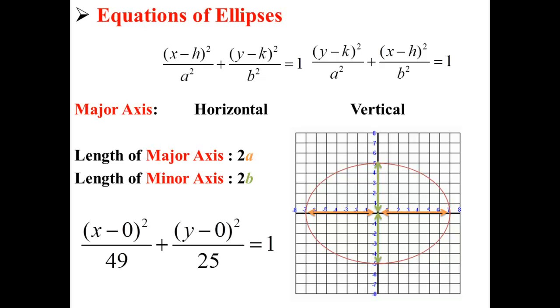Here, the center of our ellipse is at 0, 0, so the final equation for our ellipse in standard form is x minus 0 squared divided by 49 plus y minus 0 squared divided by 25 is equal to 1. Now we have the equation for our ellipse with a horizontal major axis.